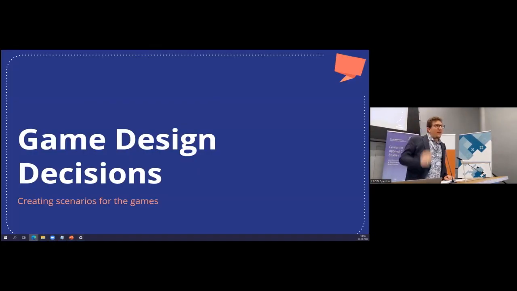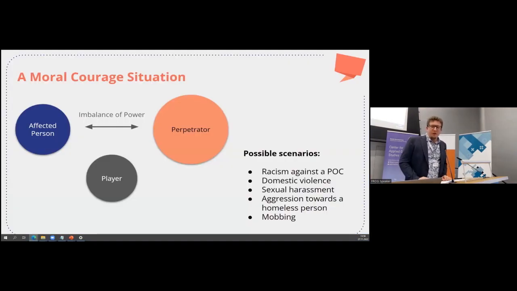Putting those things into game design decisions, that's the next step. How to create scenarios for games, narratives if you want, or a story that actually works and that is playable and that gives people exactly what you want, namely the options to solve a moral courage situation. If you look at different scenarios, you always have basically the same structure here. You have, on the one hand, an affected person. That's the person that is usually suffering from something, the person that's being harassed, being, I don't know, mobbed, being bullied or something.